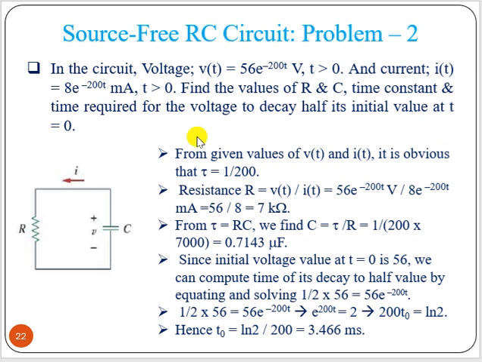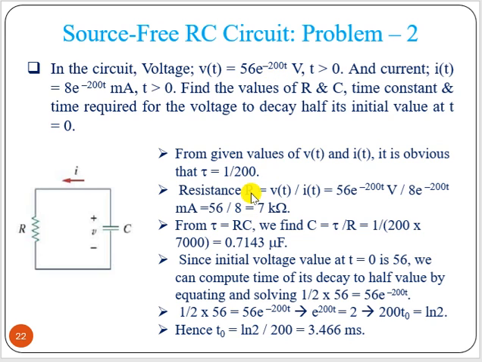The second problem: it is given that in a circuit the voltage is 56 e to the power minus 200t volts at t greater than 0, and the current i(t) is given. We have to find out the values of R and C, the time constant, and the time required for the voltage to decay to half its initial value at t equal to 0. So from this problem, minus 200 gives the tau, which is nothing but 1 by 200. In the equation it is minus t by tau, 200t, so tau equals 1 by 200.